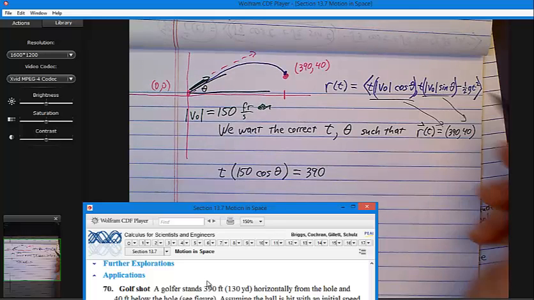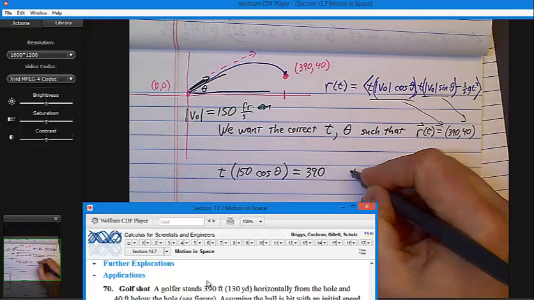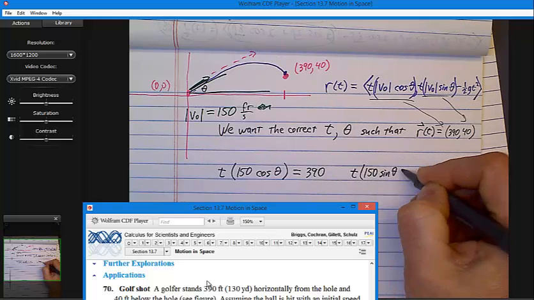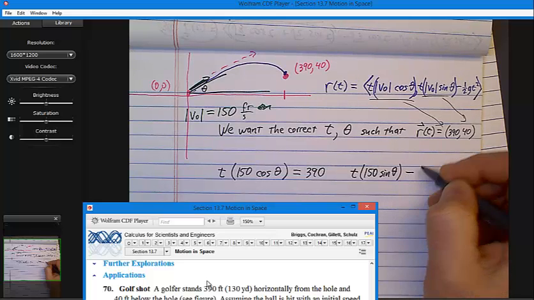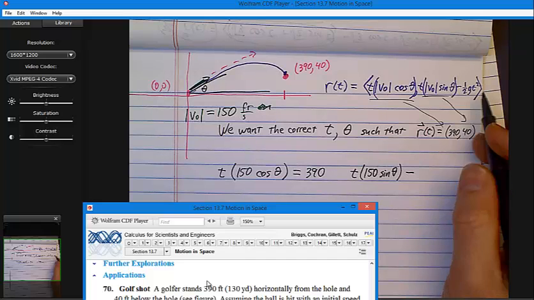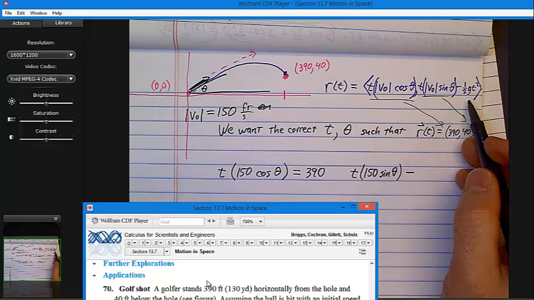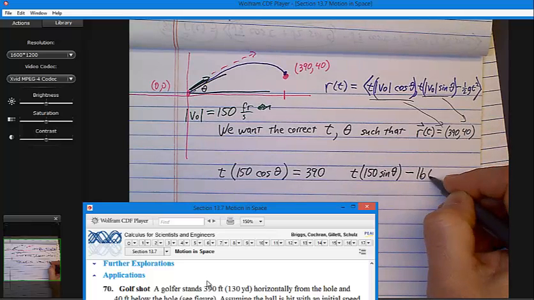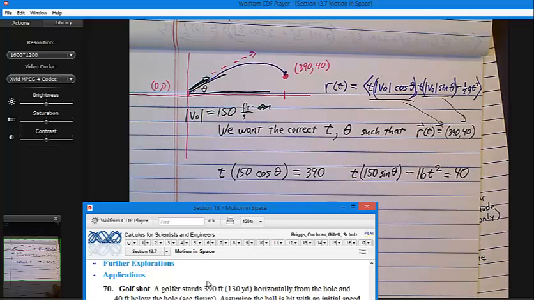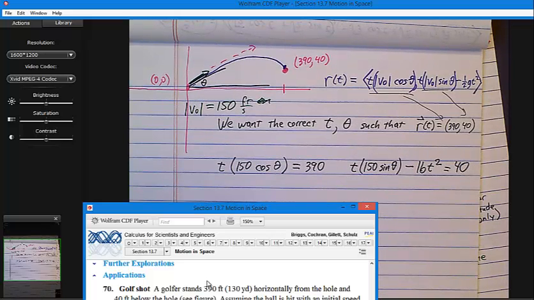And equation number 2 would be t times 150 sine of theta minus 1/2 g t squared. So let's see, that would be g is 32, right? So 16t squared, this has to equal 40. And so in theory, if I can solve these two equations, I'm in good shape.